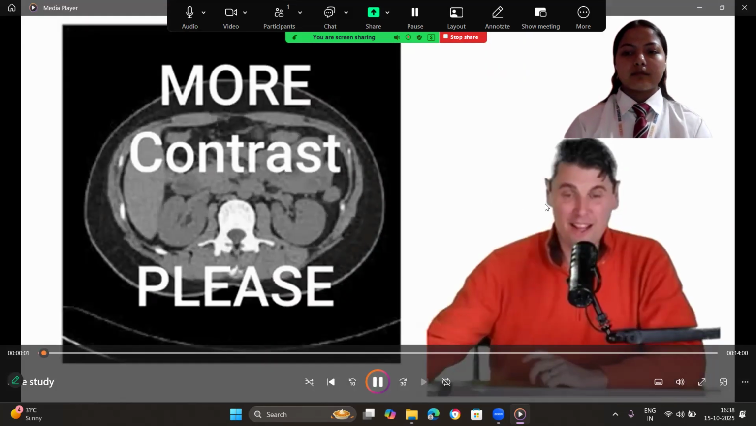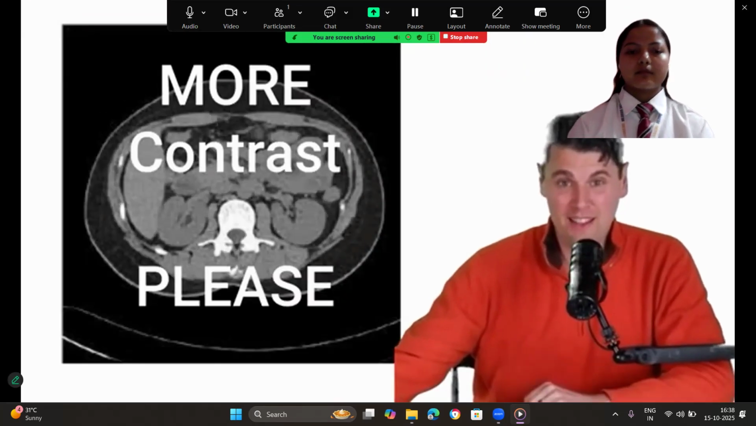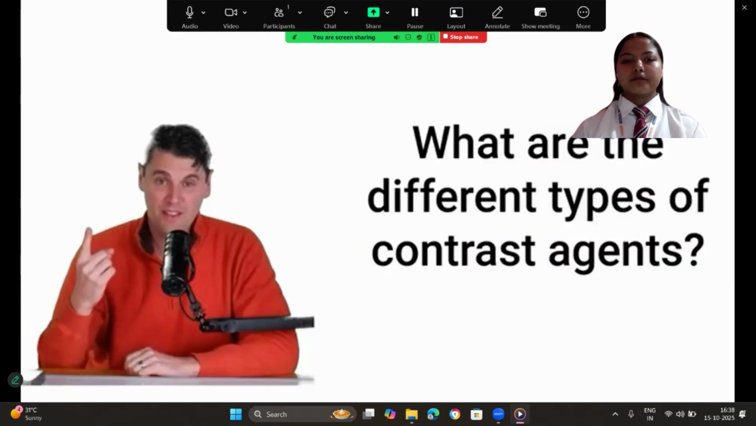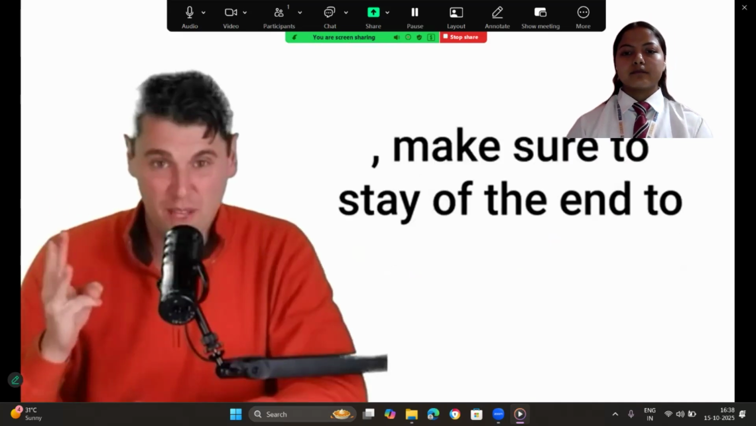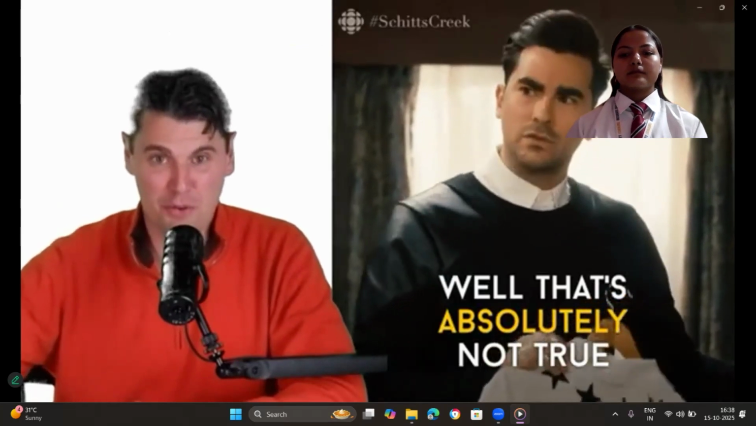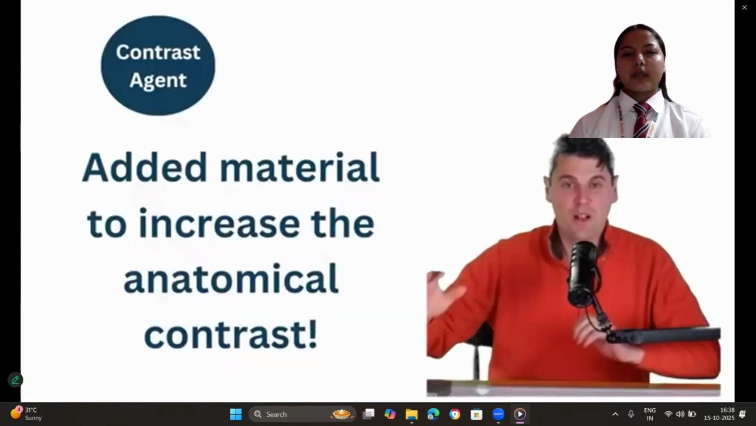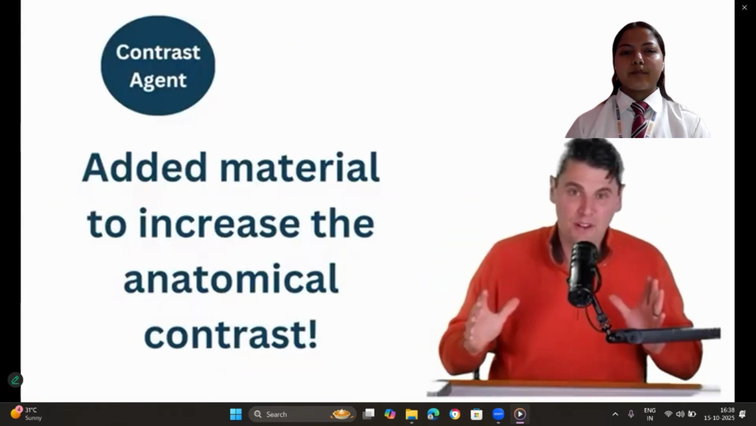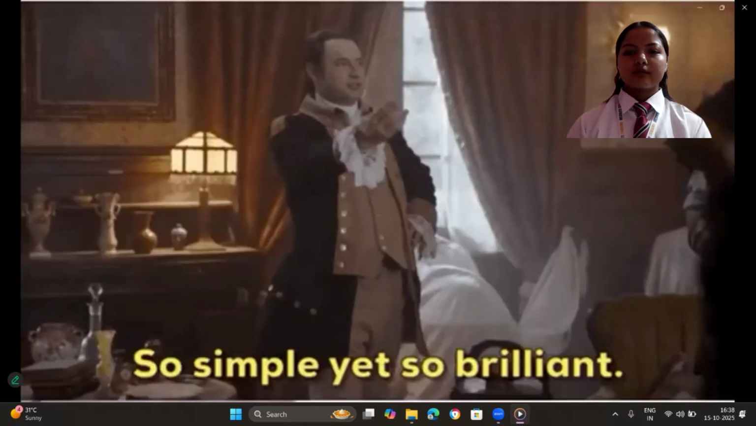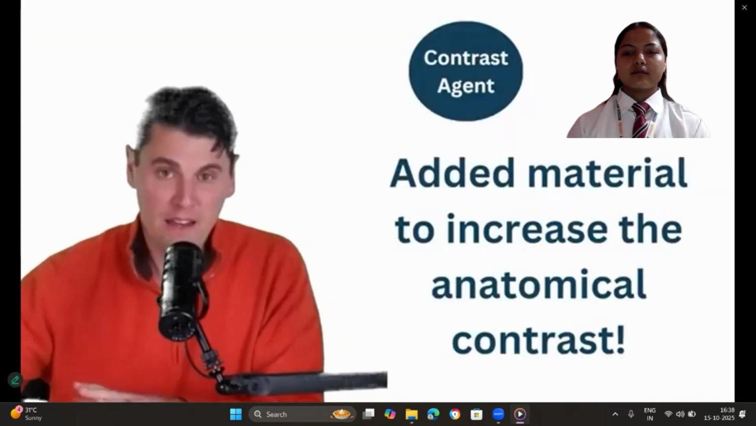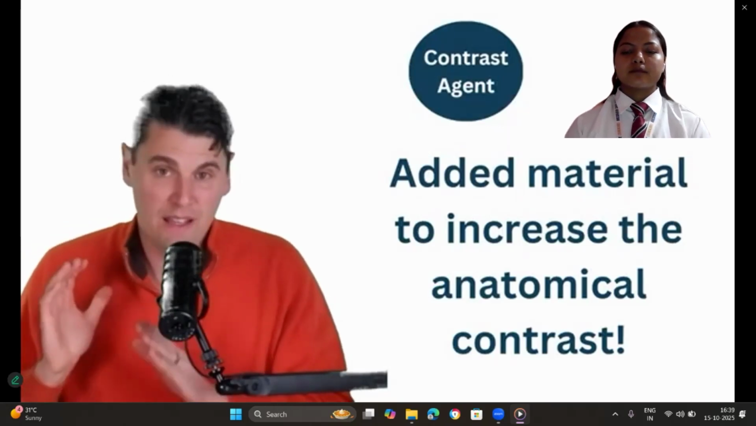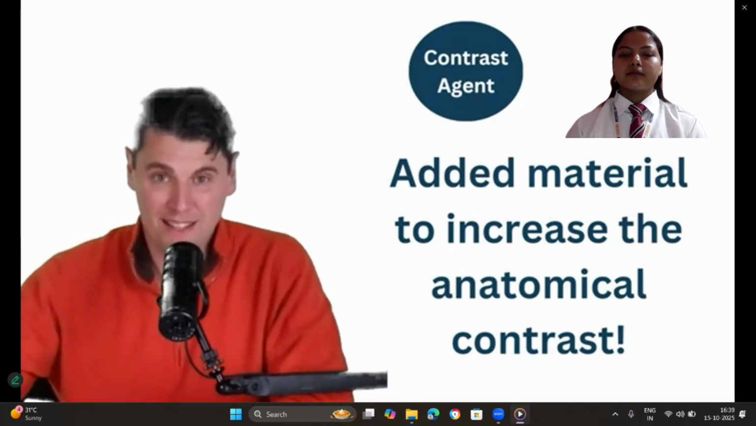All right, Red Nation, today we're going to talk about contrast agents in X-ray and CT imaging. What are the different types of contrast agents? How are they used? Make sure to stay to the end to see some misnomers or things that a lot of people still believe that aren't true about contrast agents. So contrast agents are adding material in order to increase the anatomical contrast in your X-ray and CT image. It's that simple. It's just something that we add to the body while we're taking the X-ray or the CT image, such that we can visualize the anatomy more easily.